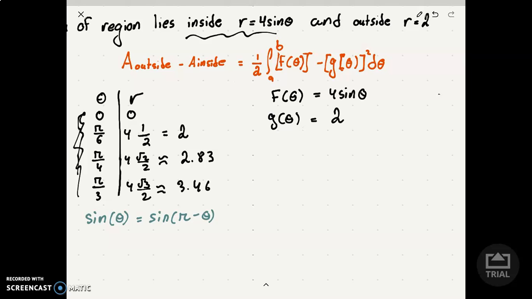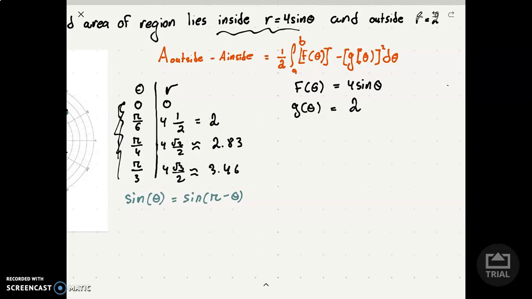So if the region is inside r equals 4 sine theta, that just means that's the outside radius, and I've labeled them correspondingly. Okay, and now from there, all we really have to do is figure out what the bounds or the limits of integration are. So a and b, and you can do this by just setting the two functions equal to each other. So 4 sine theta is equal to 2, and then dividing by 4, taking the inverse sine, you'll find theta to be pi over 6 and 5 pi over 6.